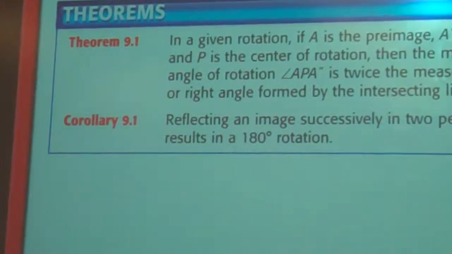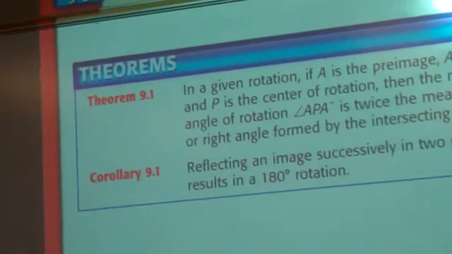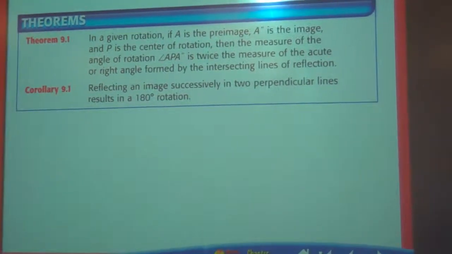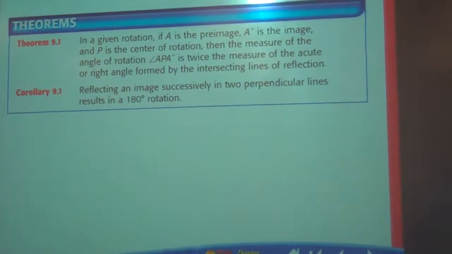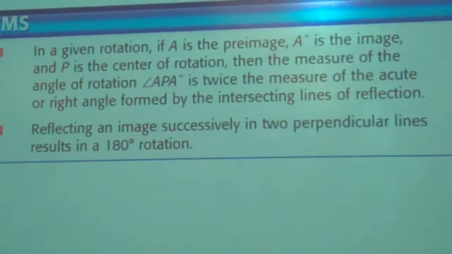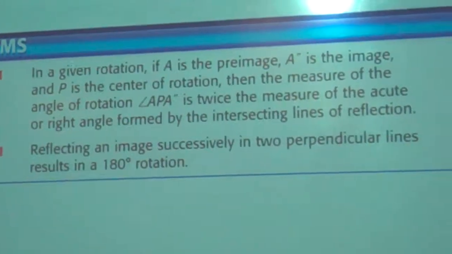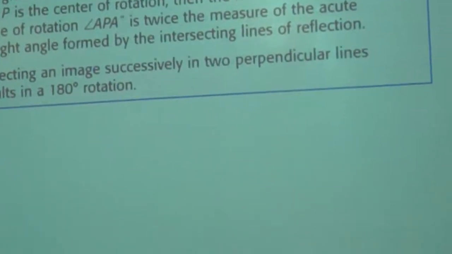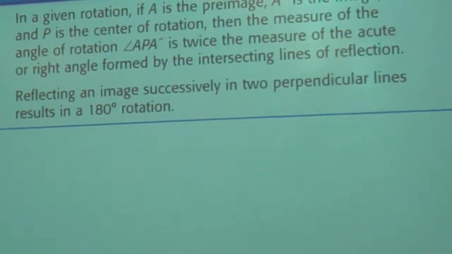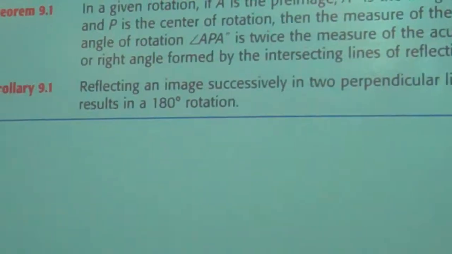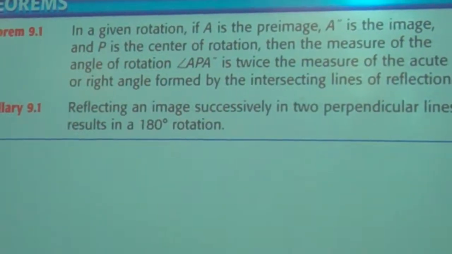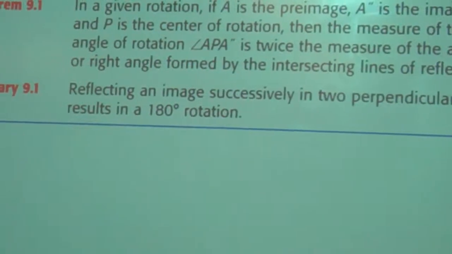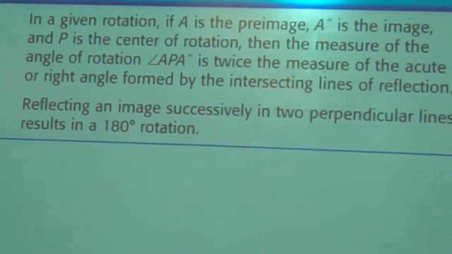Could you please read this? In a given rotation, if A is the pre-image, A double prime is the image, and P is the center of rotation, then the measure of the angle of rotation, A P A double prime, is twice the measure of the acute or right angle formed by the intersecting lines of reflection. And corollary 9.1 just says it more simply: reflecting an image twice is a 180-degree rotation.